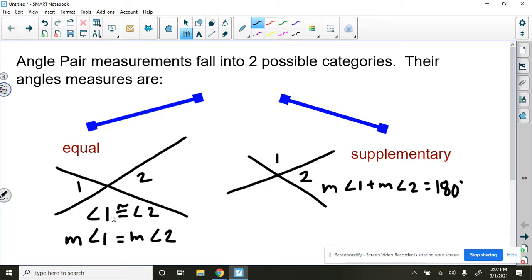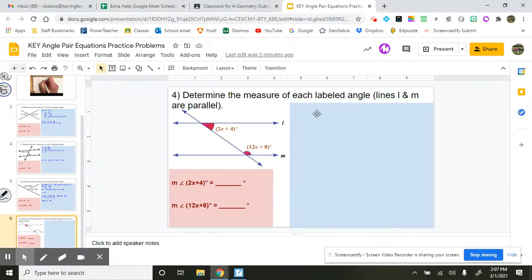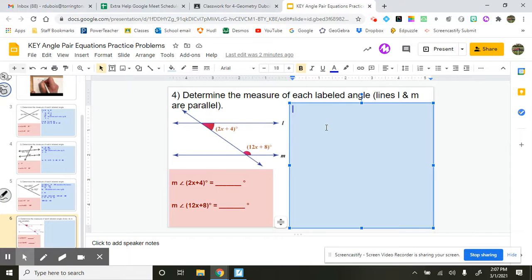So you can rule out the possibility that the angle measures equal each other. So the only thing left is they're supplementary. They have to add up to 180. So that's how we can write our equation. 2x plus 4, that's the algebraic expression for the angle on top. Add to that the algebraic expression for the one on the bottom, 12x plus 8. Collectively, those two angles have to add up to 180 degrees.